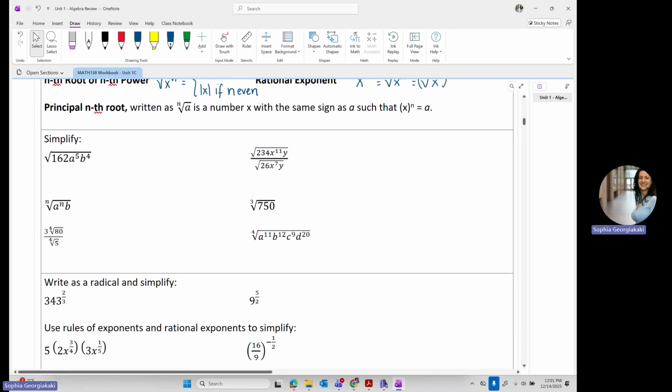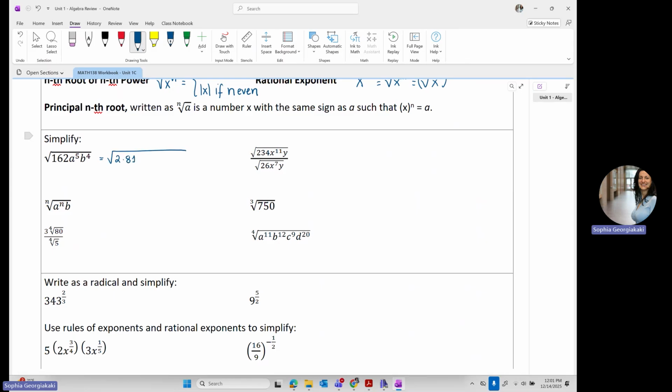How do we simplify? If we have square roots, we are trying to find factors that can be squares. So 162 is 2 times 81, and 81 is a perfect square. A to the fifth is, with the product property, a to the fourth times a.